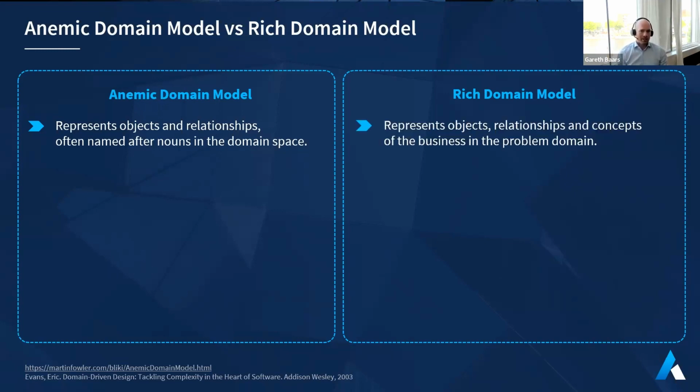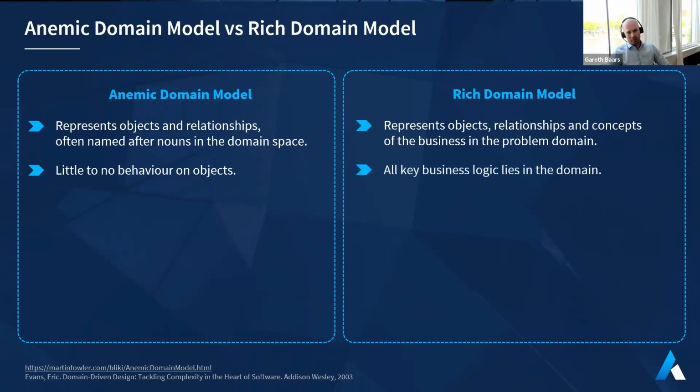And so a rich domain model really isn't too much different in that sense, that it also represents objects and relationships and concepts of the domain, but it does represent a whole lot more as well. An anemic model has little to no behavior on the objects in the domain. This is a telltale sign that you have an anemic domain model, whereas a rich domain model will have all the key business logic lying in the domain. This is usually typically expressed as behaviors, which we'll get into shortly.